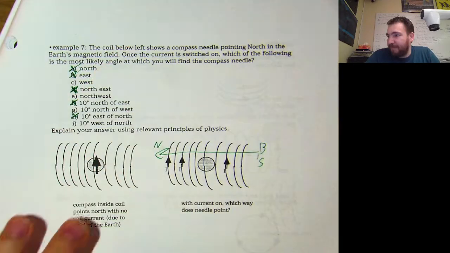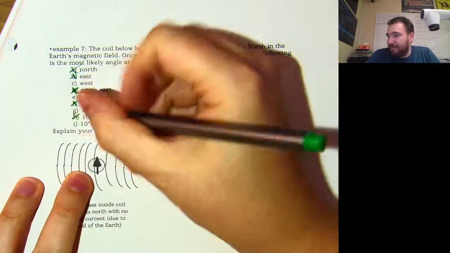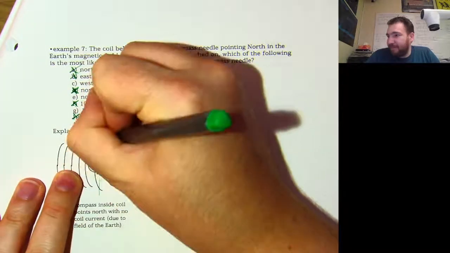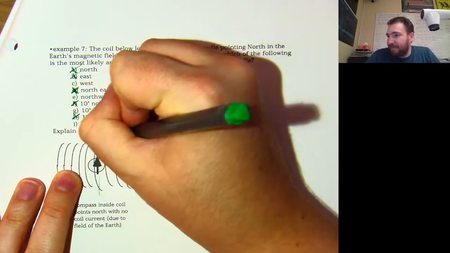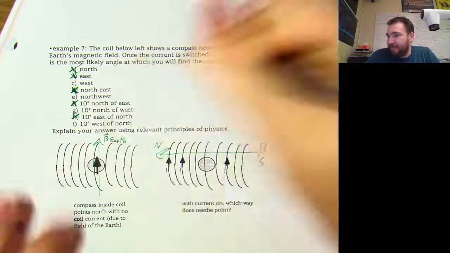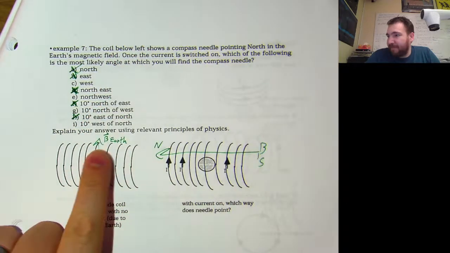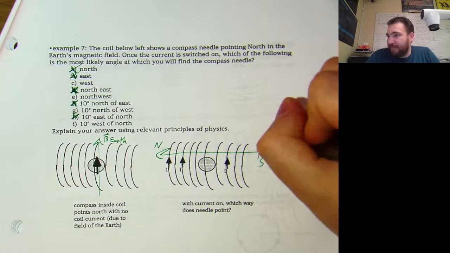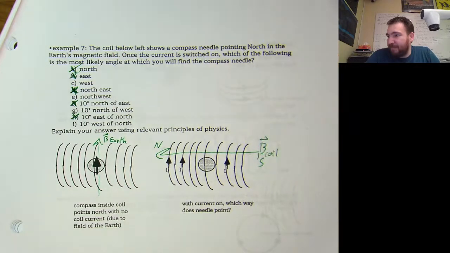So let's draw some stuff in here. If we know the compass is pointing that way, we know that the B field from the Earth is going this way, and I'm going to call this B coil. So the compass is pointing along with Earth's magnetic field. We've got a south pole up at the top. Those are attracted to that south pole up at the top.